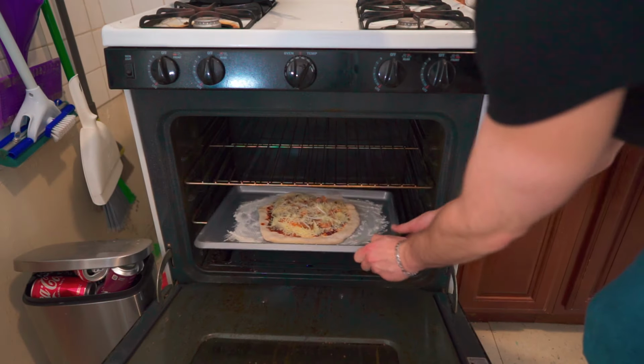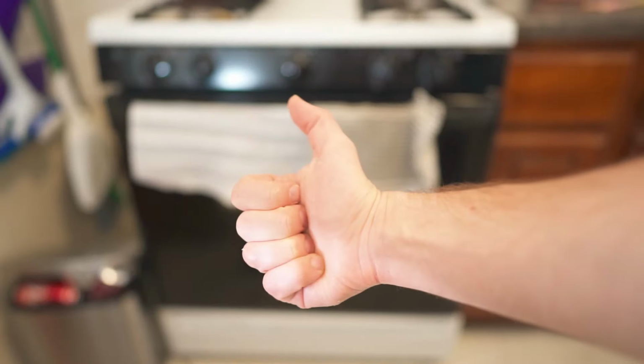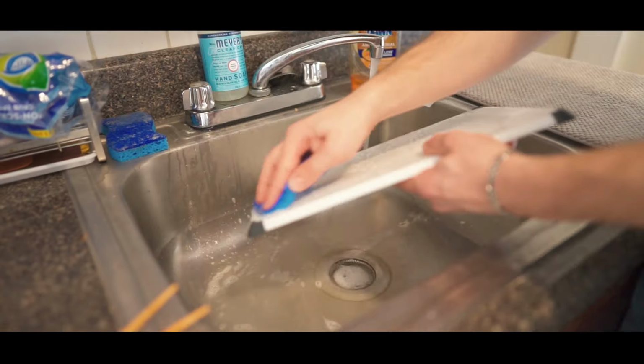All that's left now is to put it in the oven and hope for the best. Robot says to bake it at 400. I have no idea what that was, but I'll choose to ignore it. But Robot said to bake it at 425 for 20 minutes, so now we just wait. And I guess we should wash some dishes.